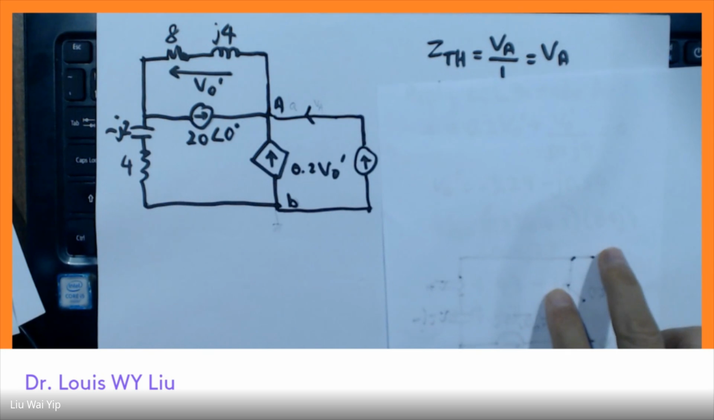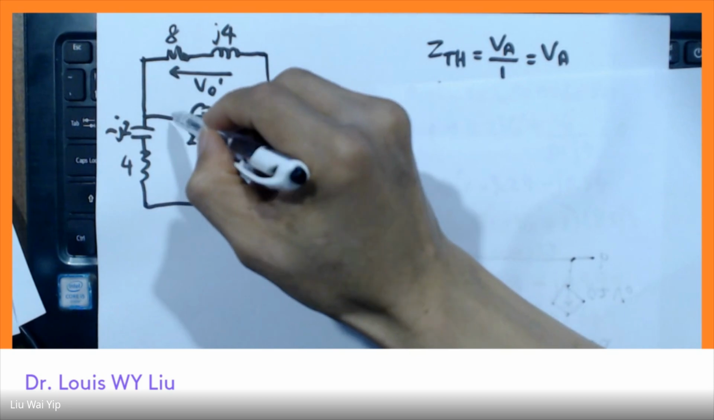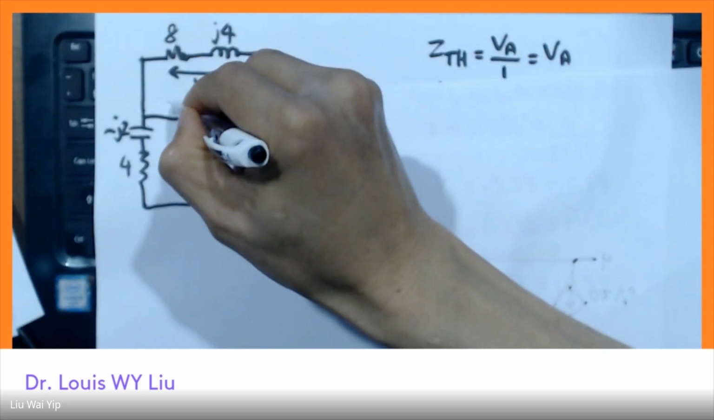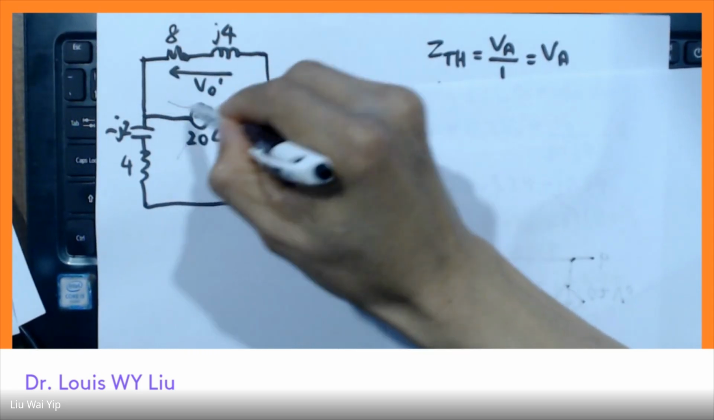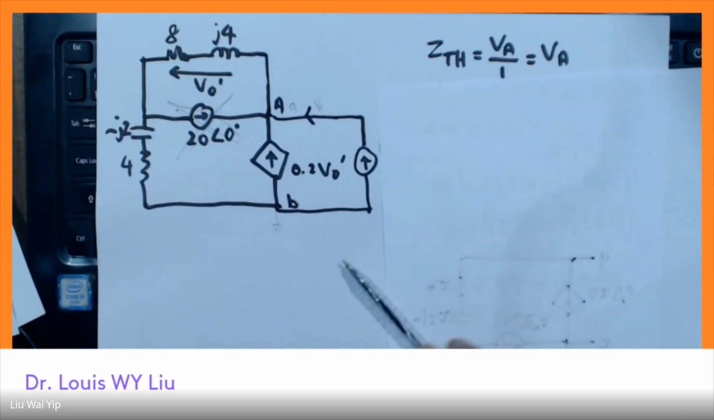So let's have less distraction. So the first step is to open circuit all the independent current sources. So this one is going to be crossed out. So it's open circuit for this one.